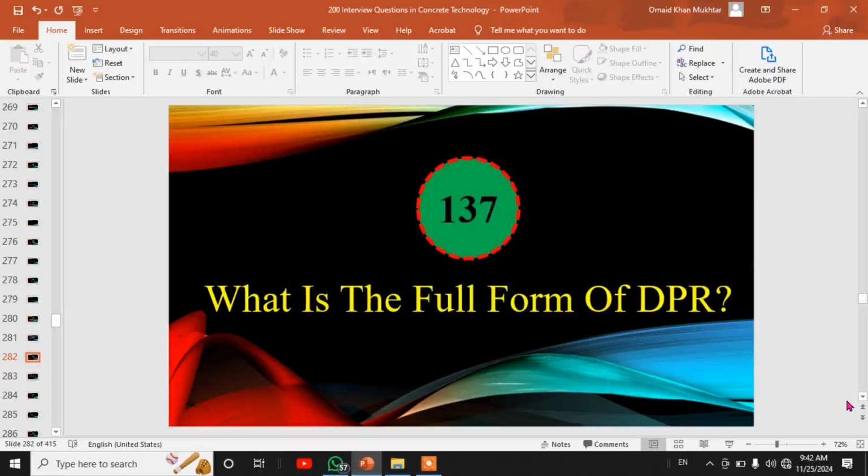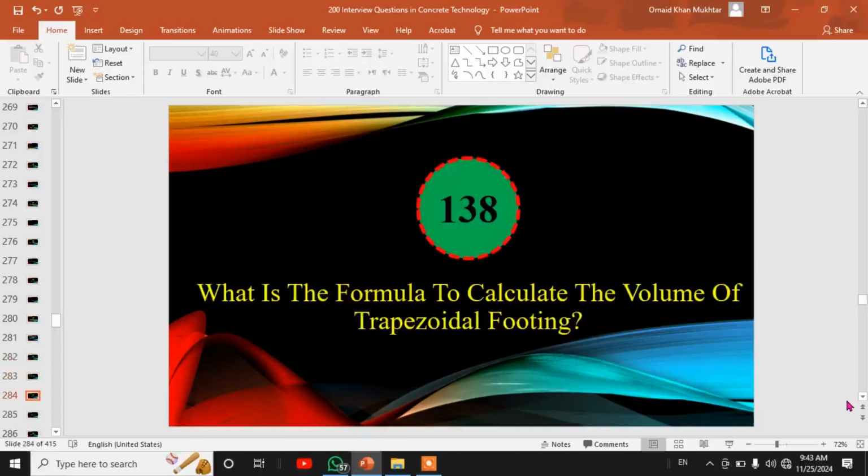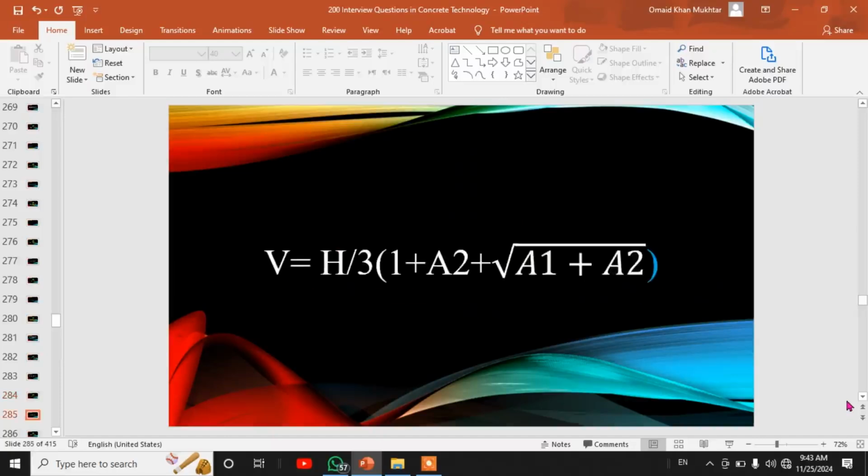137. What is the full form of DPR? The full form of DPR is detailed project report. 138. What is the formula to calculate the volume of trapezoidal footing? This is the formula to calculate the volume of trapezoidal footing.